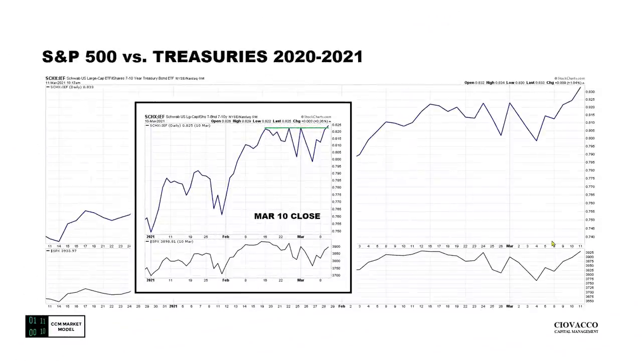If we want to flip the script and think about the attractiveness of stocks relative to bonds, as you might guess, SCHX intraday on Thursday, March 11th, 10:13 a.m. This is a consolidation box here that started in February, broke out of that box intraday, and the prior day on March 10th, we closed above the consolidation box.